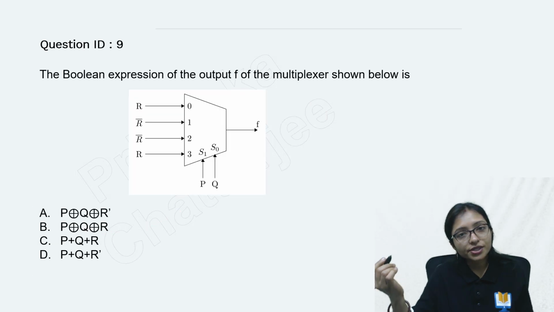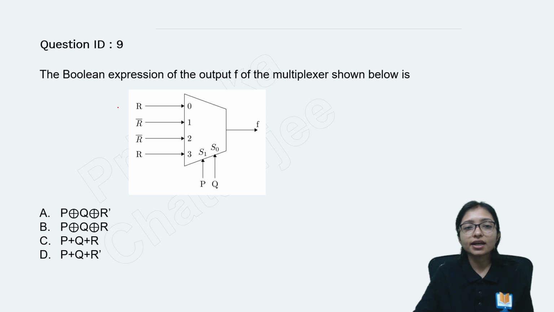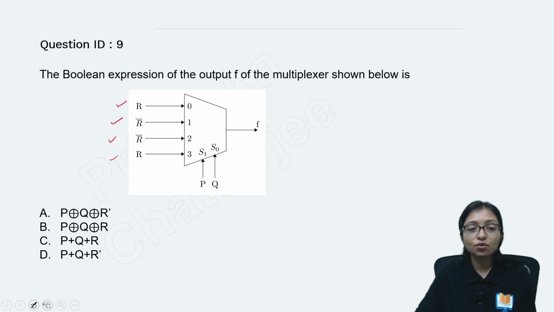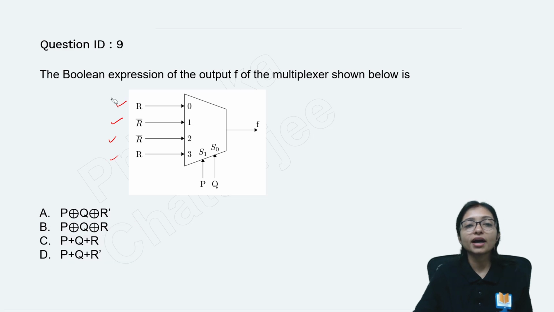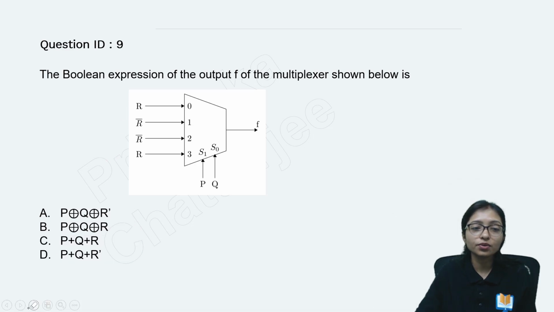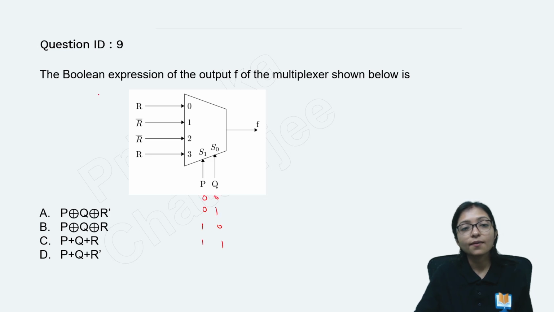The next one is also done the same way. You are getting R, R bar, R bar, R. I suggest you pause the video and try to do it by yourself. There are combinations 0 0, 0 1, 1 0, 1 1. For 0 0 I select I0, I1, I2, I3. Instead of I0 write R, instead of I1 write R bar, I2 is R bar, I3 is R.